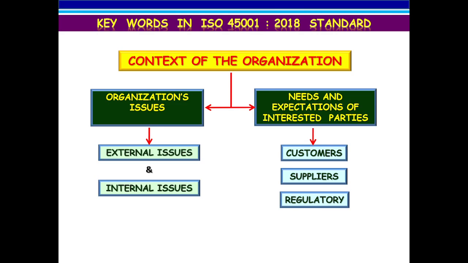Next, under needs and expectation of interested parties, we should also fully know what are the requirements of the stakeholders like customers, suppliers, legal, regulatory bodies with respect to occupational safety. If there are any issues, then we must take corrective action to address the issues for doing our business without any hindrance.